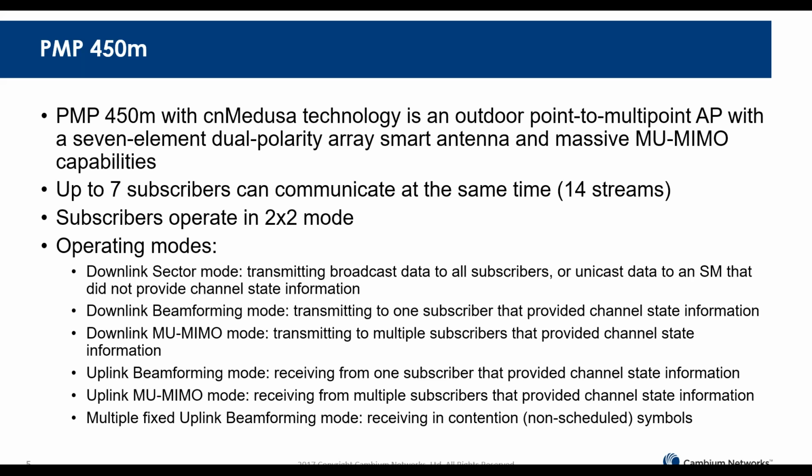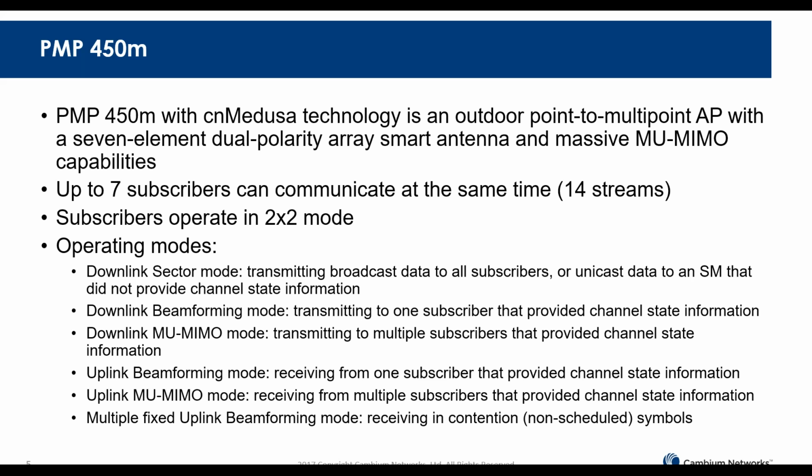In the downlink direction, the first mode is the downlink sector mode. This is used to transmit broadcast data to all subscribers or unicast data to subscribers that did not provide channel state information. This mode is functionally equivalent to a traditional 2x2 access point, meaning that it illuminates the whole sector and the signal is received by all the subscribers.